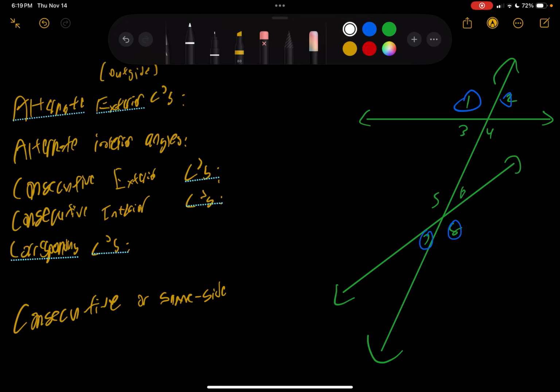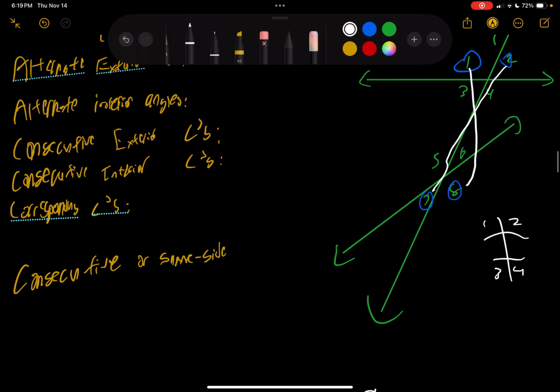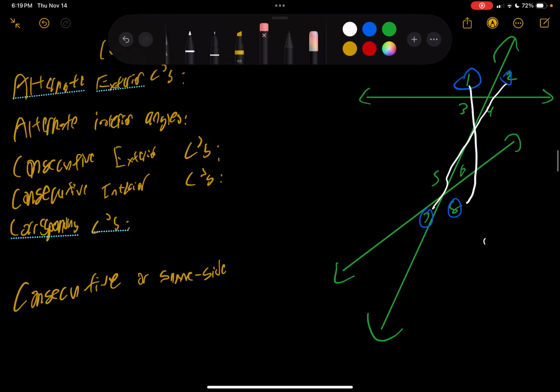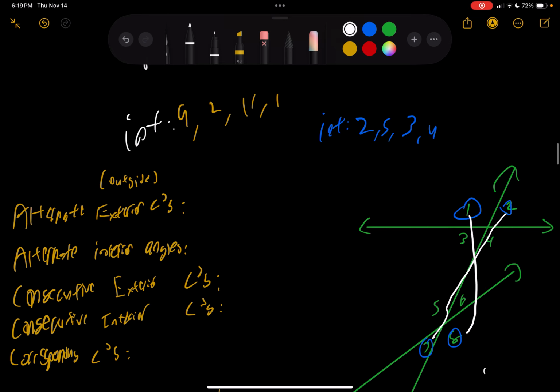Alternate exterior are the angles that are alternate: 1, 8, 2, and 7. See how they're alternate to each other? Take 1, 2, 3, 4. 2 and 3 are alternate to 1. So are 1 and 4. But 1 and 3 are on the same side, and so are 2 and 4. The alternate exterior angles are angle pairs, by the way, so this means there are two angles, not one.